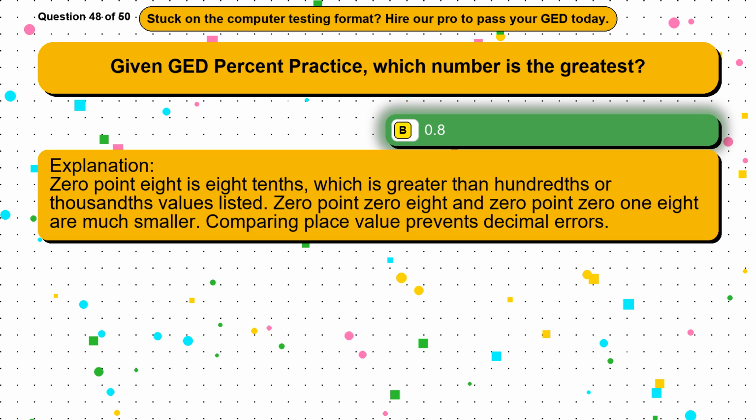0.8 is 8/10, which is greater than hundredths or thousandths values listed. 0.08 and 0.018 are much smaller. Comparing place value prevents decimal errors.